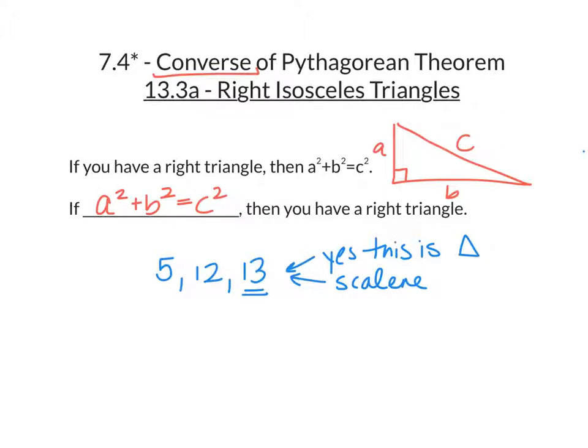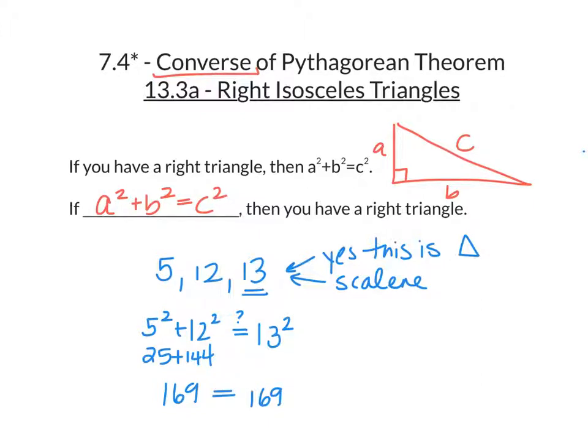So if I label that one as c, then I can say 5 squared plus 12 squared, and I'm kind of asking this as a question to myself, does that equal 13 squared? If you work that out, that's 25 plus 144, which is 169. And if I square 13, I get 169 also. So because those are equal to each other, this is also a right triangle. So the question is, what if they don't equal each other? What will that mean? Let's look at two types of examples.